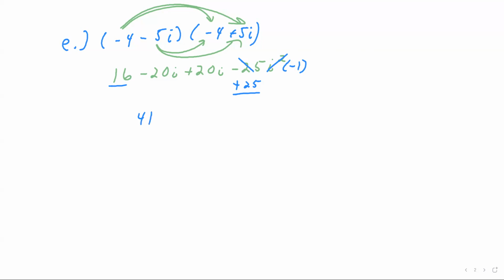And then what's -20i plus 20i? 0i, or you can just simply cancel them out. If you wrote plus 0i, you're not wrong, but technically, this is all you have to write. This is what we're going to be doing today: we're going to multiply by something to basically get rid of the imaginary parts. And that something, I'll go ahead and give you the word, is called the conjugate.